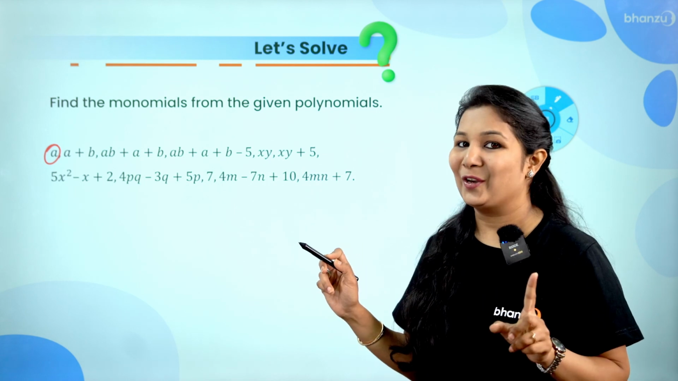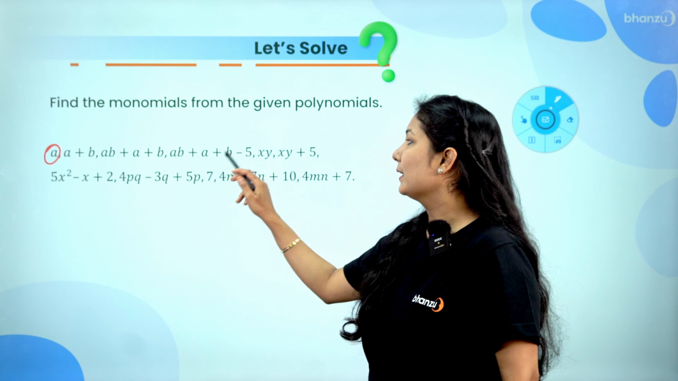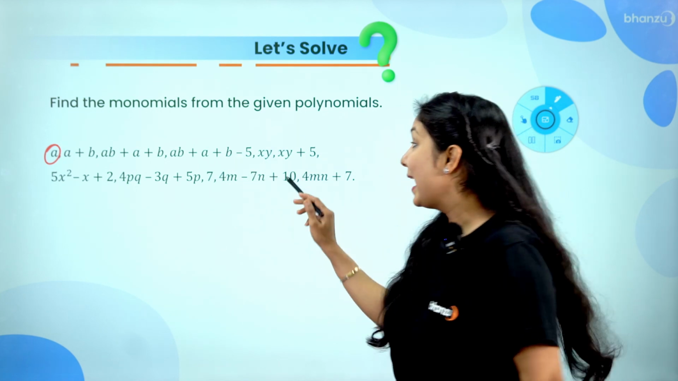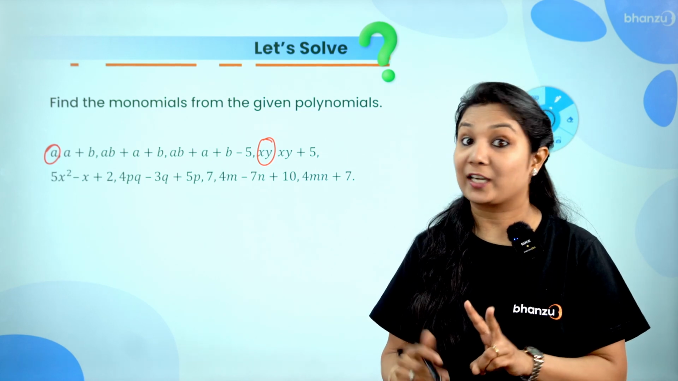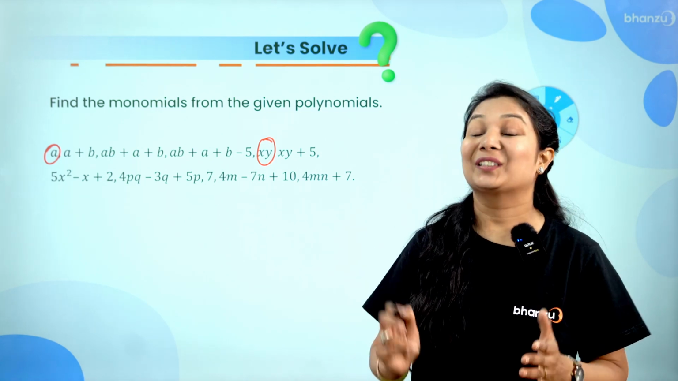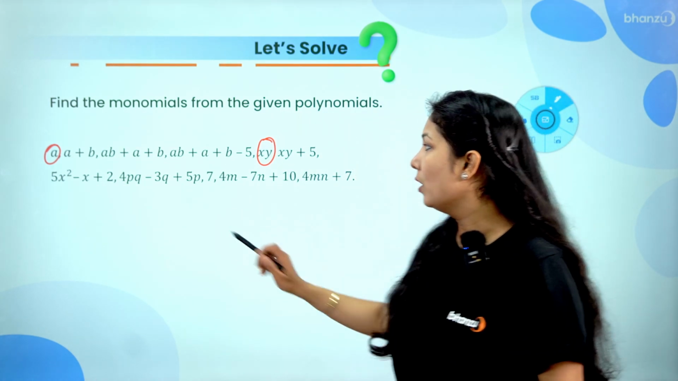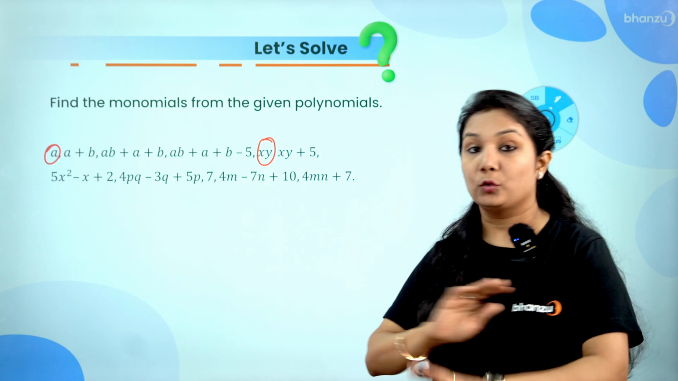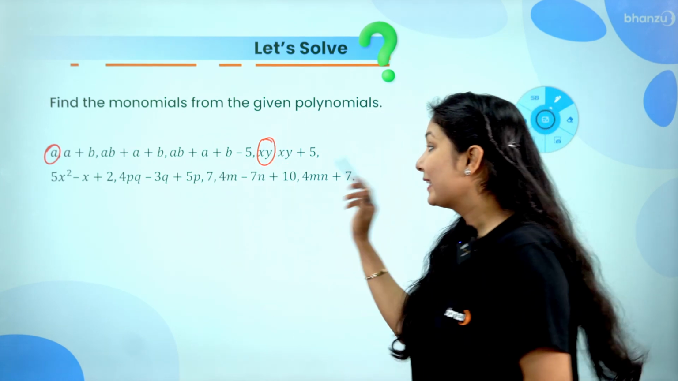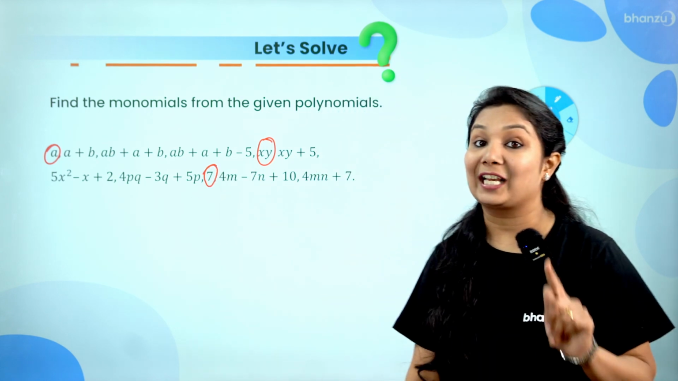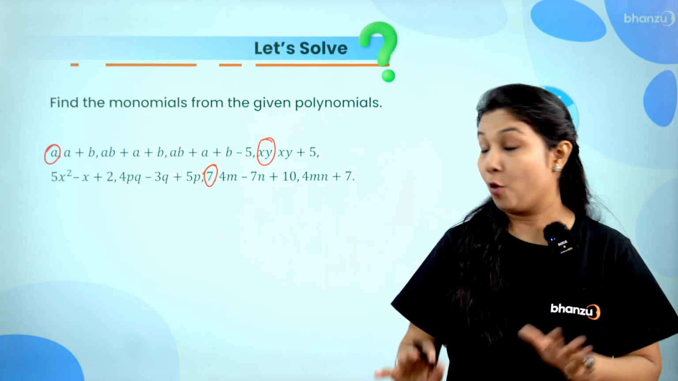A plus b, no. AB plus B, no. AB plus A plus B minus 5, no. XY, yes. I told you, even if there are two algebraic factors, it can be a monomial because they are multiplied. XY plus 5, no. 5x square minus x plus 2, no. 4pq minus 3q plus 5p, no. 7, yes. Constants are also monomials. 4m plus 7n plus 10, no.